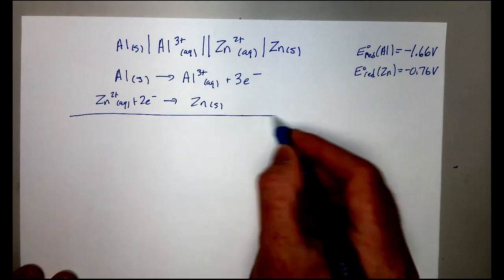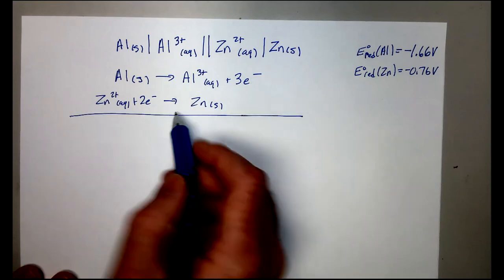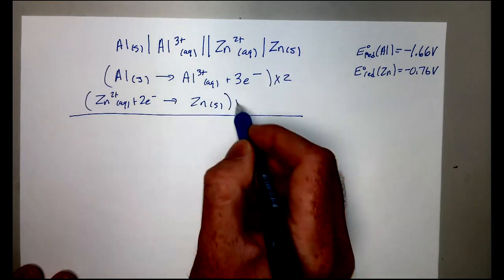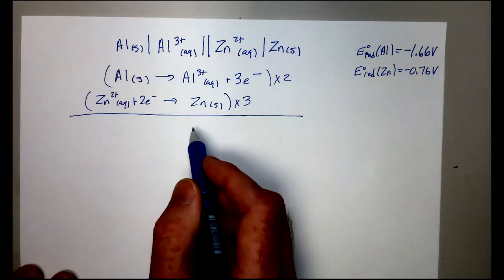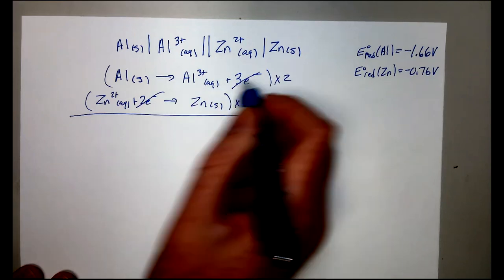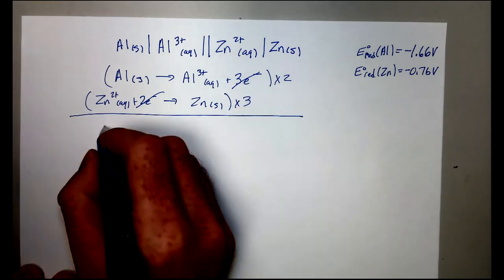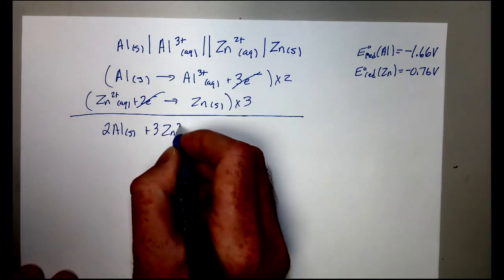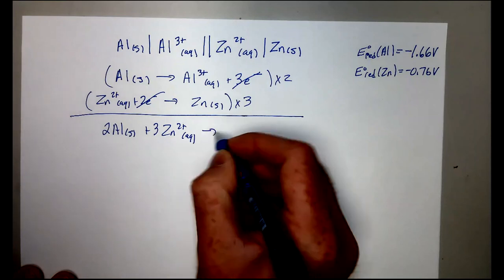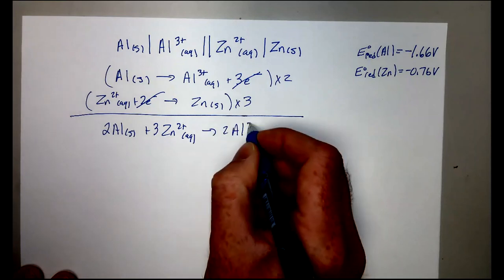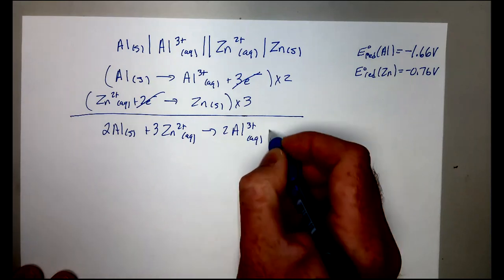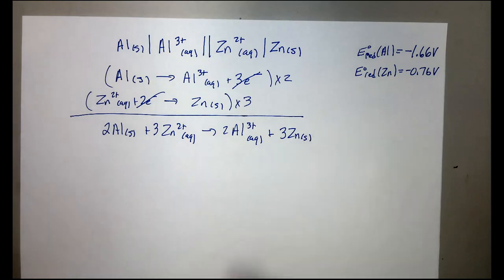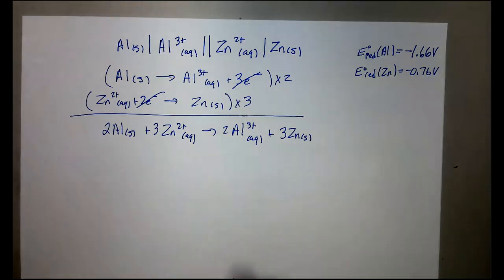We need to get the overall, but I've got to make these electrons match. So I'm going to multiply this whole reaction by 2. This whole reaction is going to get multiplied by 3 to make the electrons match. And when I do that, I'd end up with 6 electrons total and it would cancel. So I end up with 2 Al solid plus 3 Zn2+ aqueous reacts to form 2 Al3+ aqueous plus 3 Zn solid. Now remember, the stoichiometry does not affect the E standard for the cell.